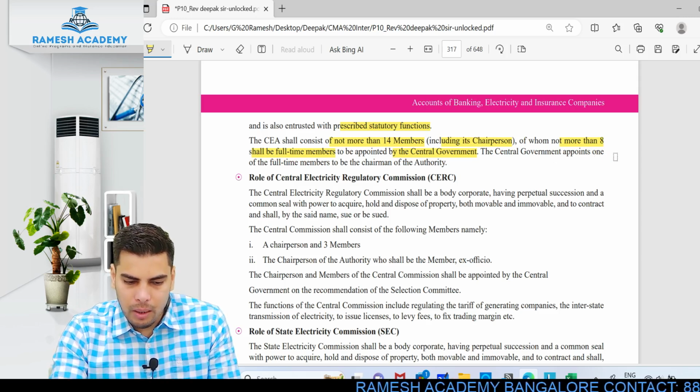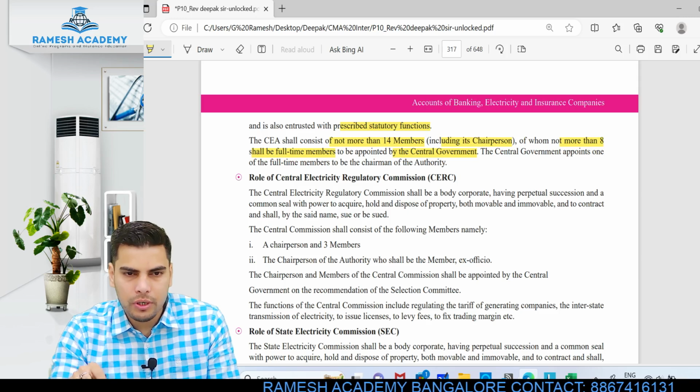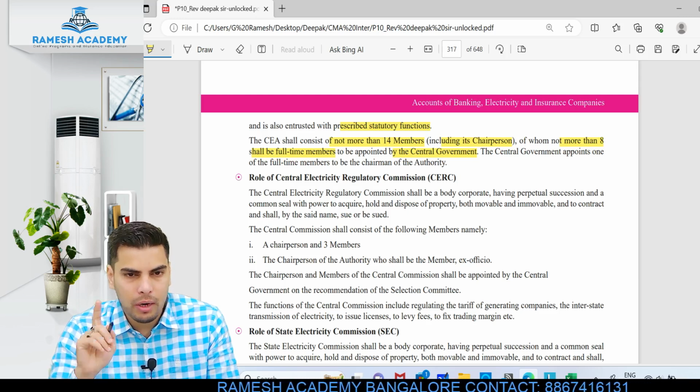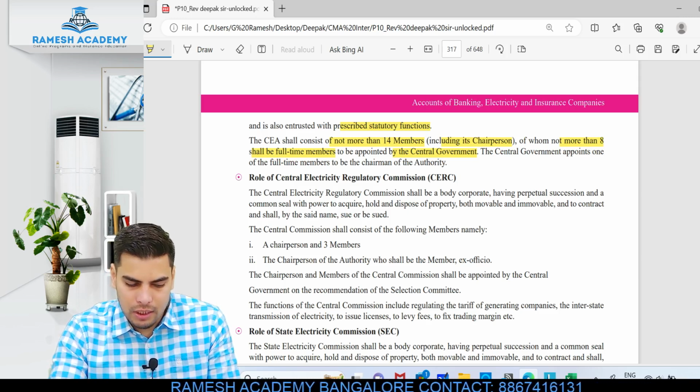The central government appoints one of the full-time members as the chairman of the authority. So out of these members appointed by the central government, one person shall be considered the chairman or chairperson.